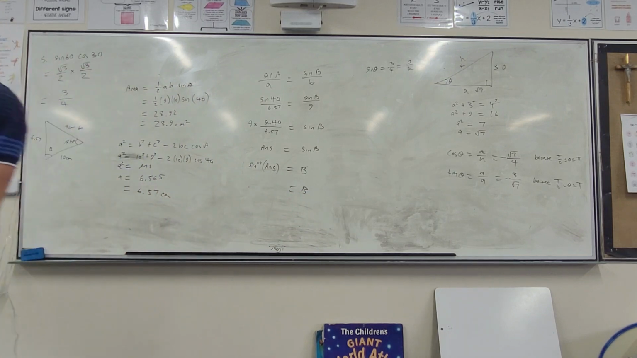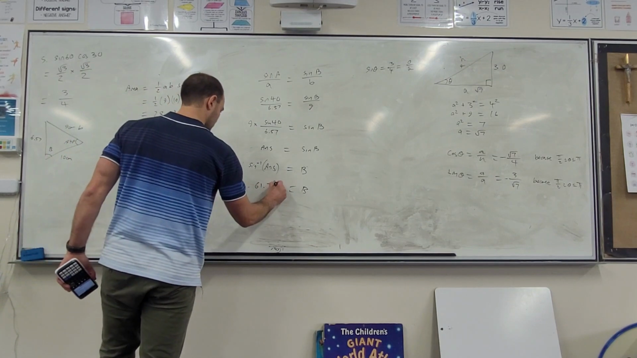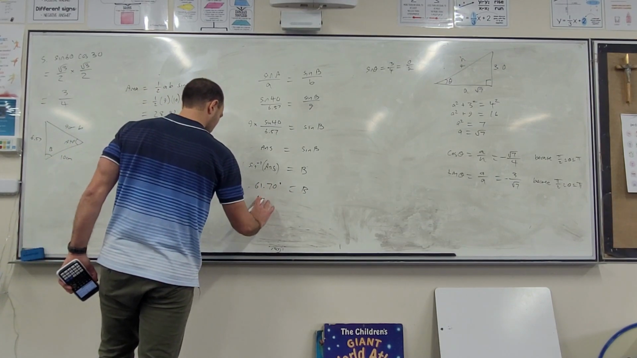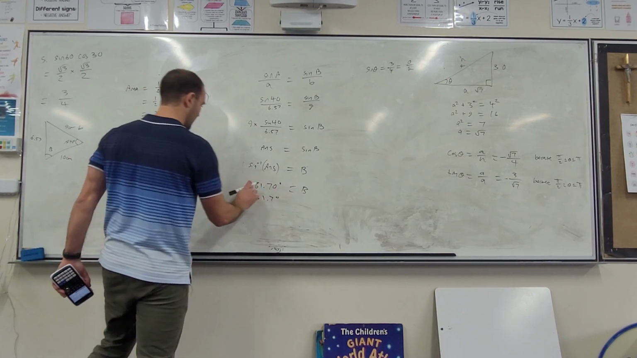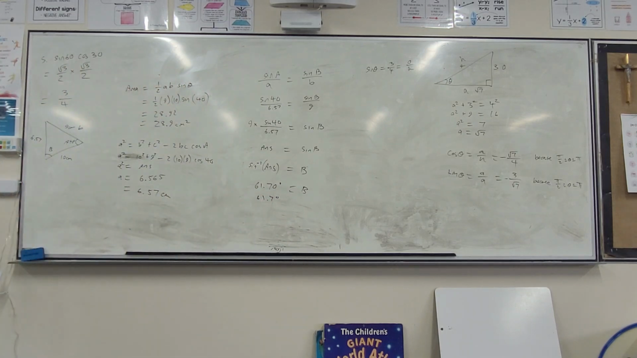Okay, let's do that. Still in degrees, so we have 9 times... 61.7. Thank you. Okay, so angle B is 61.7 degrees. So we've found this angle.